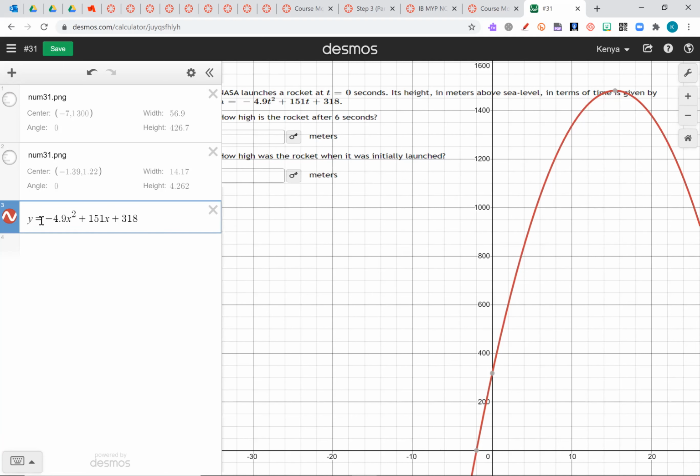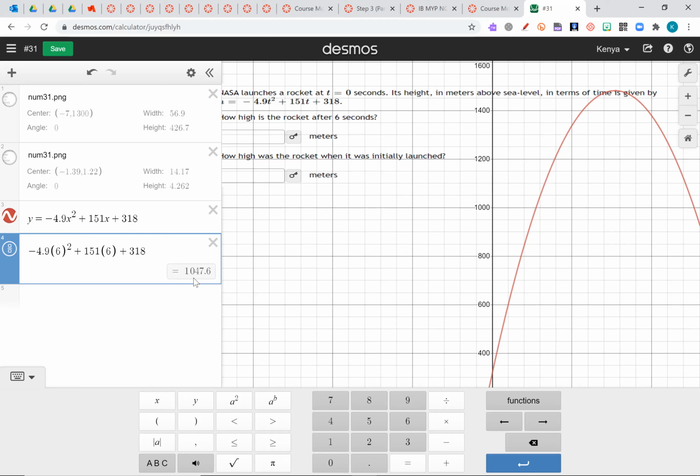So you can also take the function here and plug in the value 6 for x because it said at 6 seconds. So 6 seconds means everywhere I see an x, I'm going to replace it with the number 6. And so there we go. The answer is 1,047.6 meters.